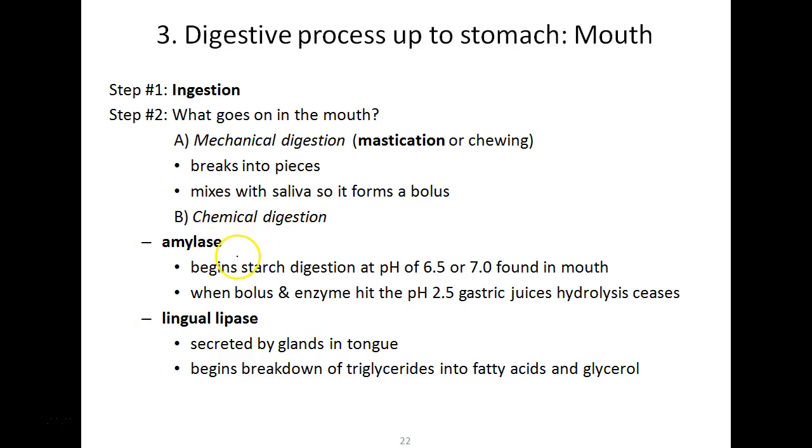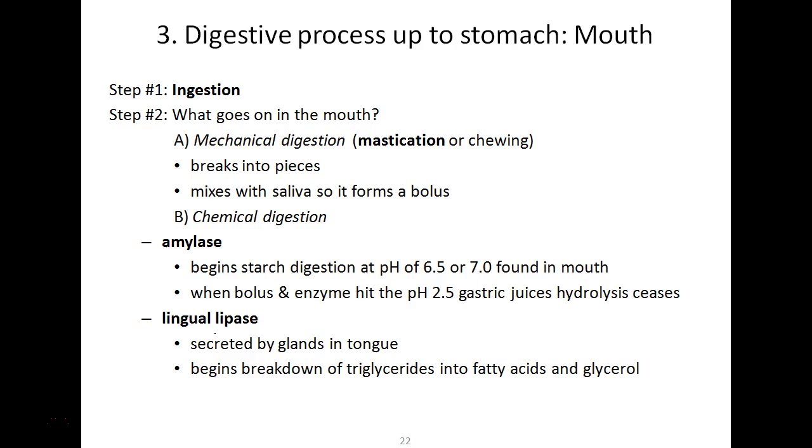Salivary amylase is going to begin starch digestion. It has a rather neutral pH. This bolus and enzyme become acidic. In the 2.5 pH acidic gastric juices, the hydrolysis ends. We also have a substance called lingual lipase that's going to be secreted by glands in the tongue, and we begin the breakdown of triglycerides into building blocks, into those fatty acids and also smaller glycerols.